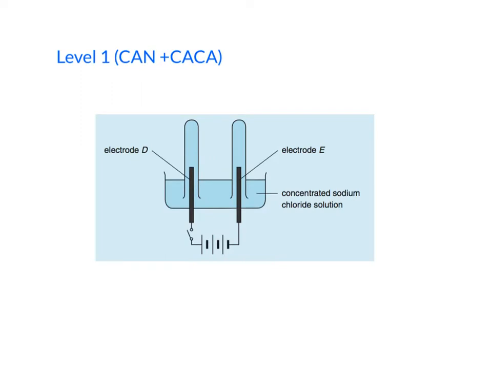So level 1, like what we've mentioned before, we're using CAN and CACA. This one is so typical. We know that this one is anode, cathode, and then we know that this is anode and cathode. So by CAN, chemical cell, anode negative, and alternatively CACA will do. This is a very basic one. Most of the questions are in level 1.